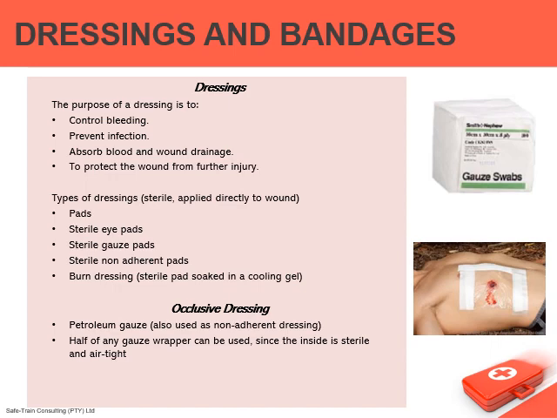Occlusive dressing. An occlusive dressing is an airtight dressing that can be used to treat a sucking chest wound, in which air is sucked into the chest cavity, collapsing the lung. This is known as a pneumothorax. For this use, occlusive dressings should be taped on 3 sides only, to create a one-way valve. Petroleum gauze. Half of any gauze wrapper can be used, since the inside is sterile and airtight.